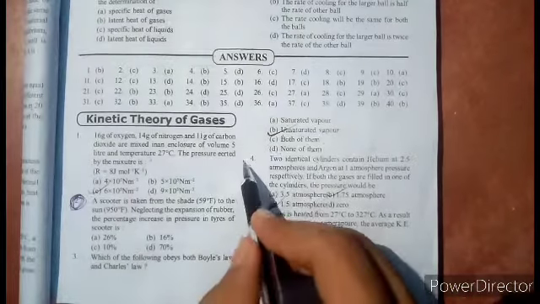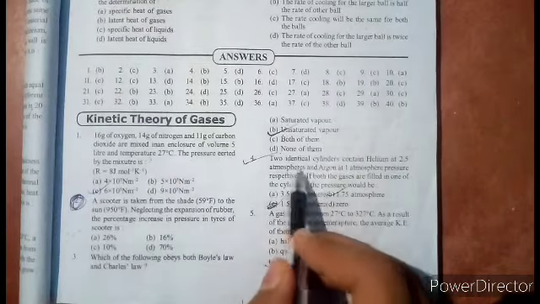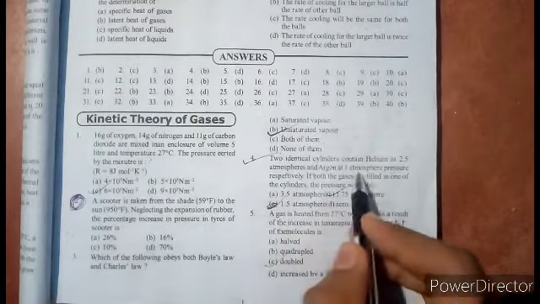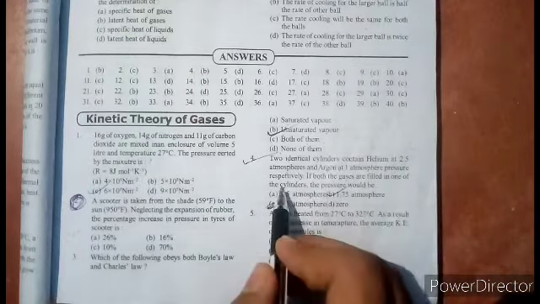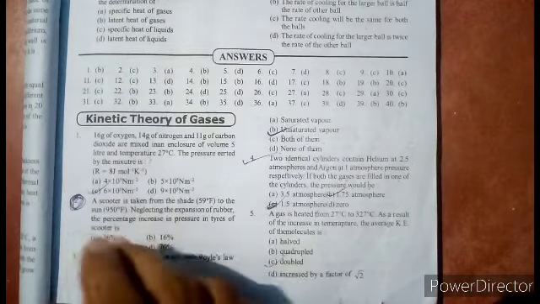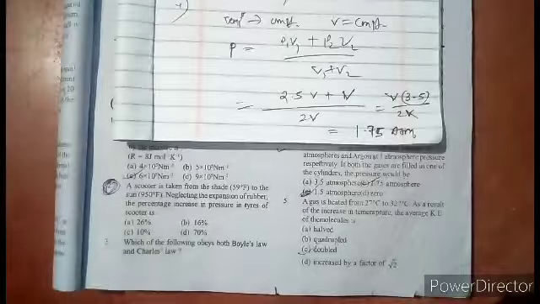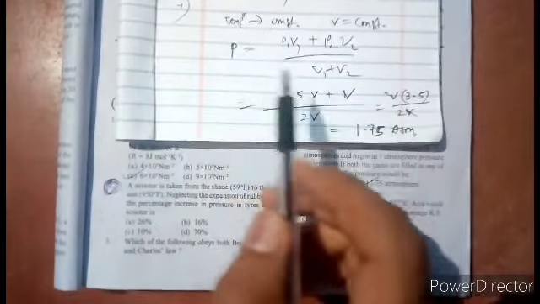Then come to the fourth question: two identical cylinders contain helium at 2.5 atmosphere and argon at 1 atm pressure respectively. If both the gases are filled in one cylinder, the pressure would be? In the solution of this question, temperature is constant because both the gases are mixed in a container, and the volume remains constant.